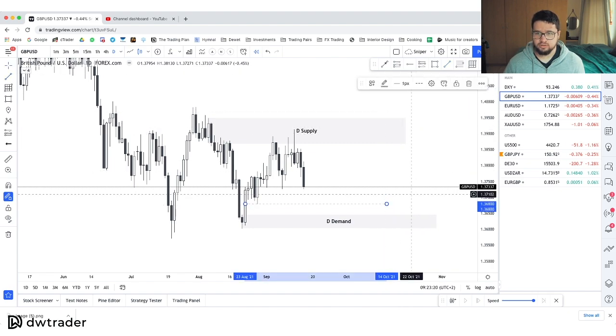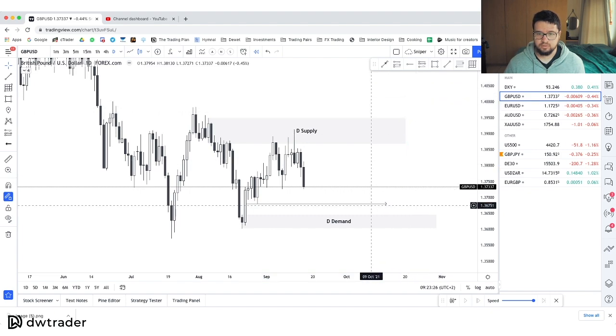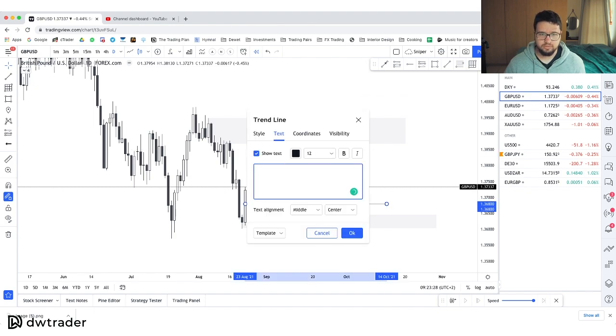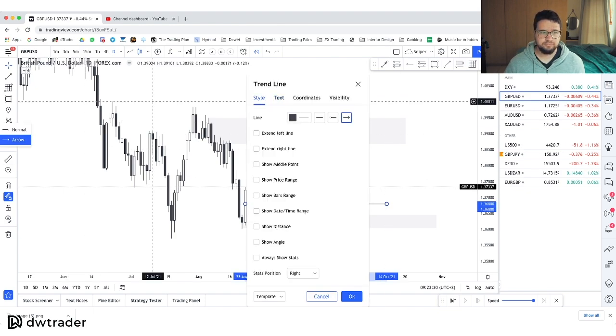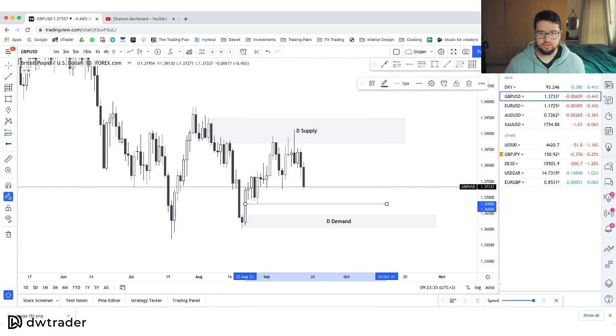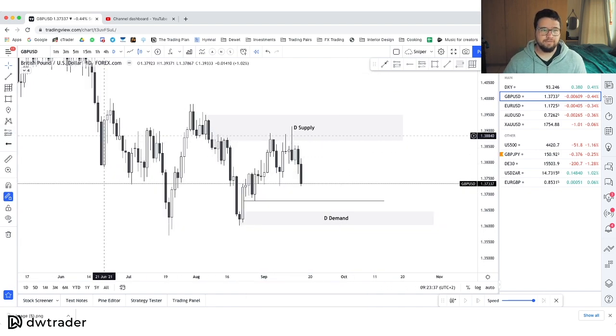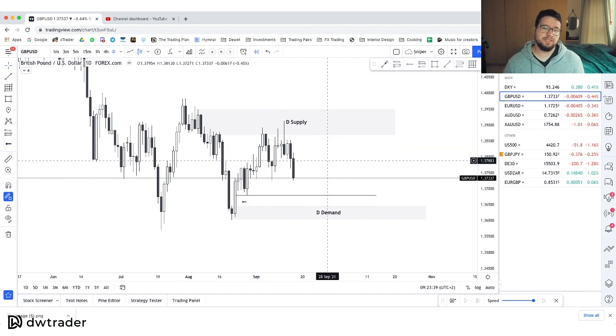Just want to change this to a normal line like this. Take this away. Why do we have an arrow here now? Normal. Good.